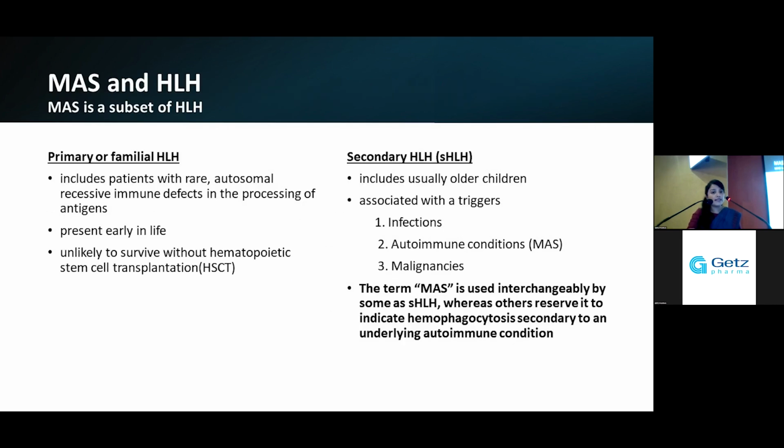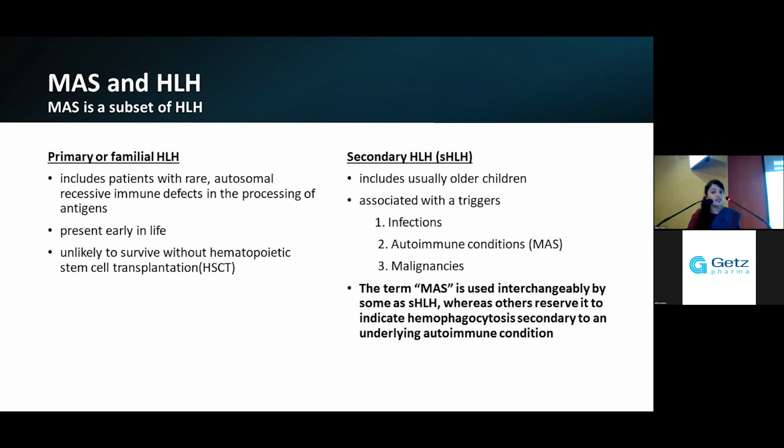What is MAS and what is HLH? Actually, MAS is a subset of HLH. There are 2 types of HLH. Primary HLH includes patients with rare autosomal recessive immune defects in the processing of antigen, which present early in life. And these patients are unlikely to survive without a hematopoietic stem cell transplantation.